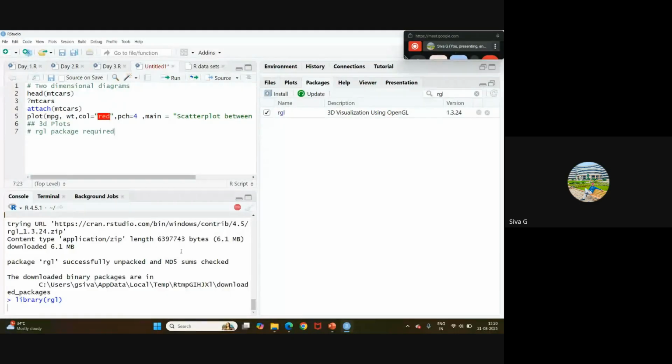It just means we have loaded it into our R console. Initially we downloaded it, now we have loaded it into our console. Yeah, it is executed, and now we got the prompt. Now I will use this one.